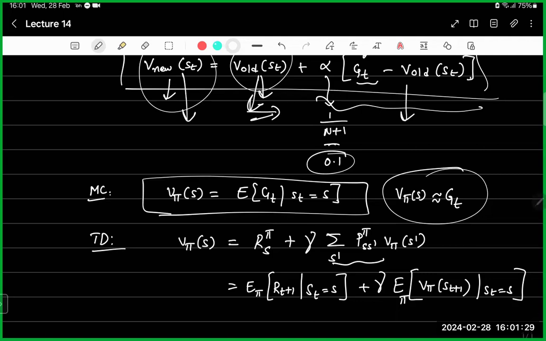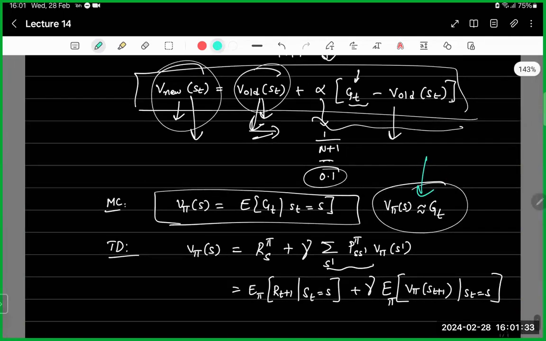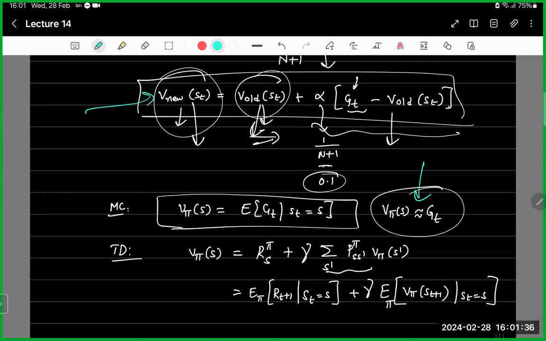Now, in this update rule we will keep everything the same except one part that we want to change. V new equals V old plus alpha into something minus V old of S T. Previously, in that something we just replaced V pi of s, which is approximately equal to G T, so we substituted G T there. We just substituted one sample of V pi of s, because V pi of s is the expected G T. So instead of V pi of s, we substituted one sample of V pi of s.